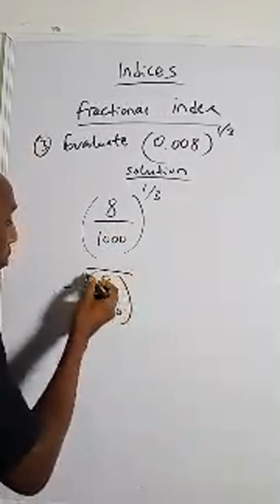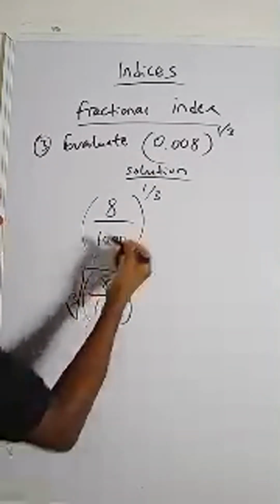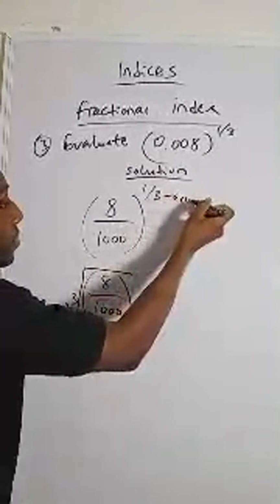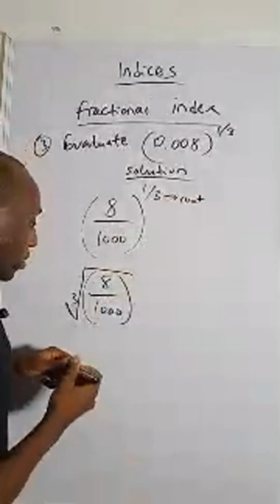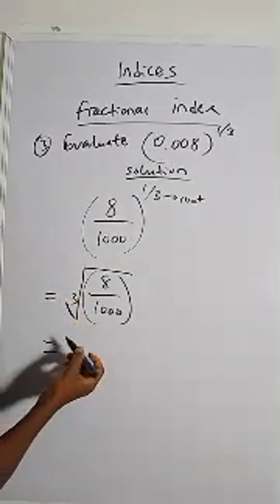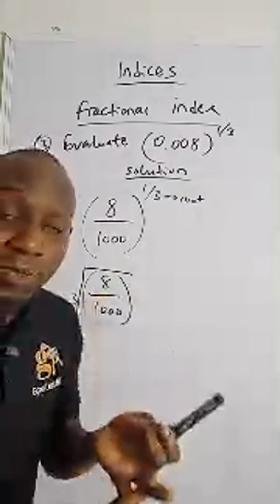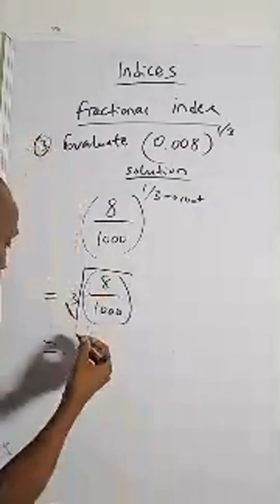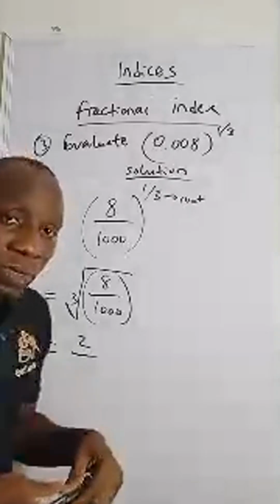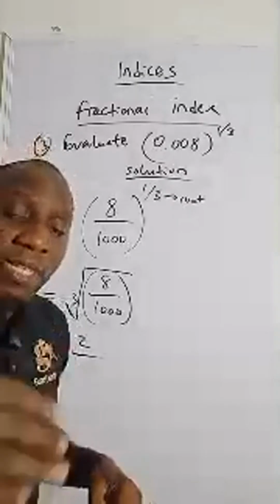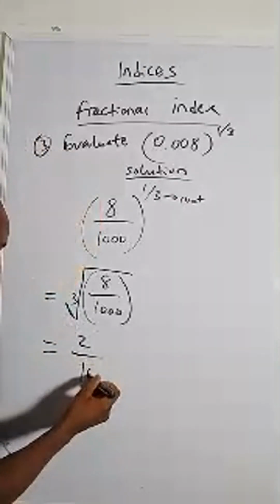as the cube root of 8 over 1000. You know why? See, this is the root, remember? So the cube root of 8 over 1000. What is the cube root of 8? It is 2, because 2 times 2 times 2 is 8. So that's 2 over. What about the cube root of 1000? That's 10, because 10 times 10 times 10 is 1000. So this is 10 here.